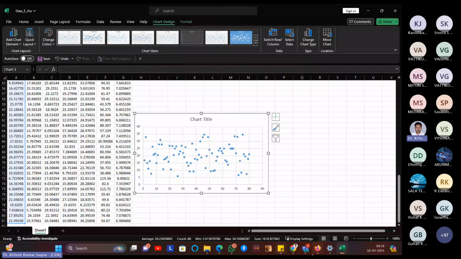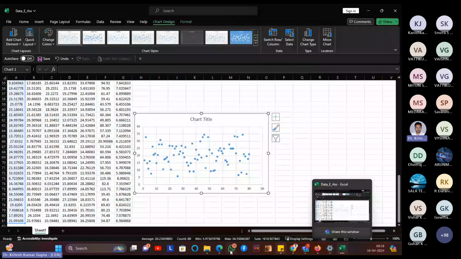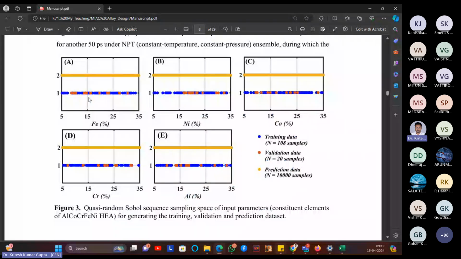So the same thing I have projected in a different sense over here: it is varying from 5 to 35. So training data is varying between 5 and 35. For validation data, I have selected some random 20 points in between, as you can see, right?